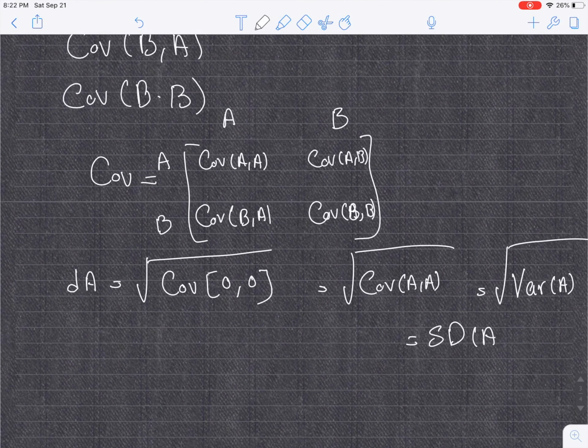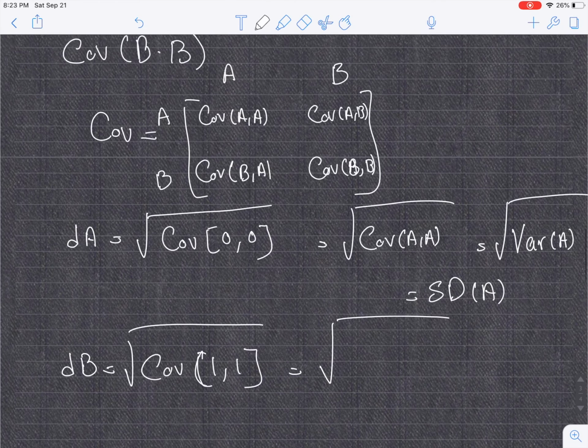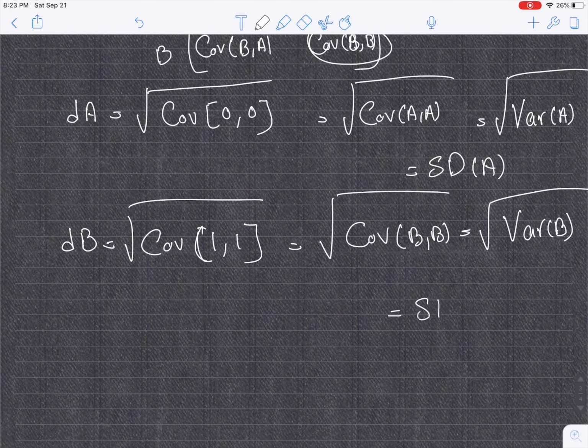Similarly, for the uncertainty in B, you had covariance matrix 1, 1. Which term is that? This term here, which is going to be covariance BB, the square root of variance of B, or as we can also write it, the standard deviation of B. That is the meaning of the covariance in the curve fitting function.